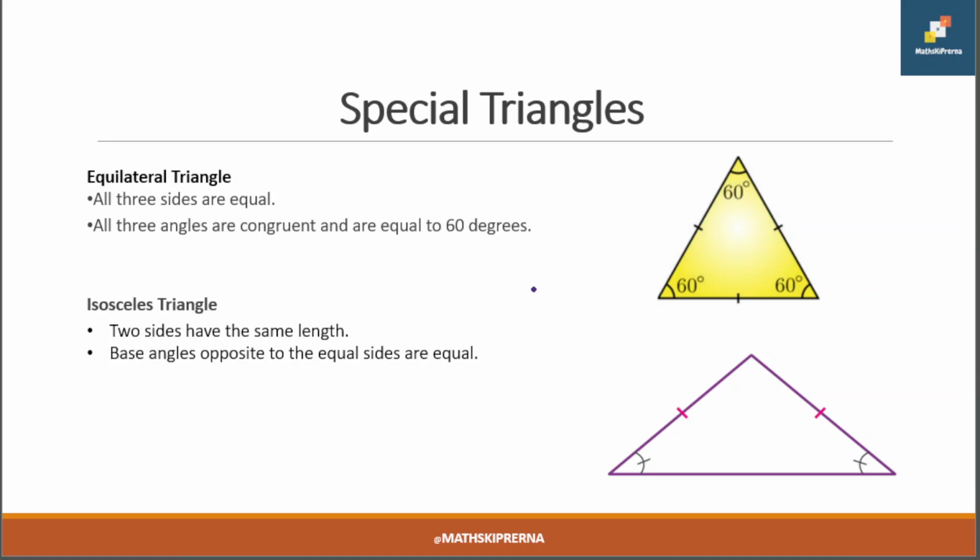Let's quickly go through some special triangles. So there's this equilateral triangle where all sides are equal, and as per the angle sum property, the sum of the three angles is 180. So that means each angle in an equilateral triangle will be 60, 60 and 60. Isosceles triangles have two sides equal to each other, and so the angles opposite to the equal sides are also equal.